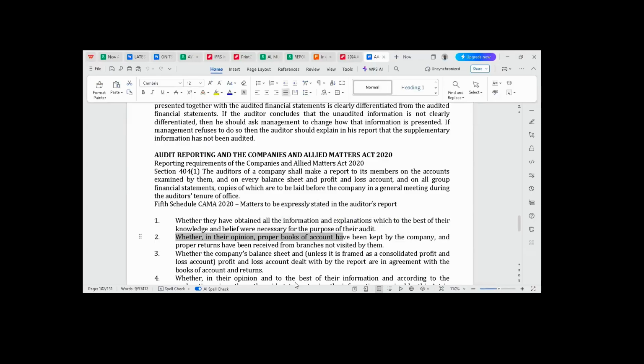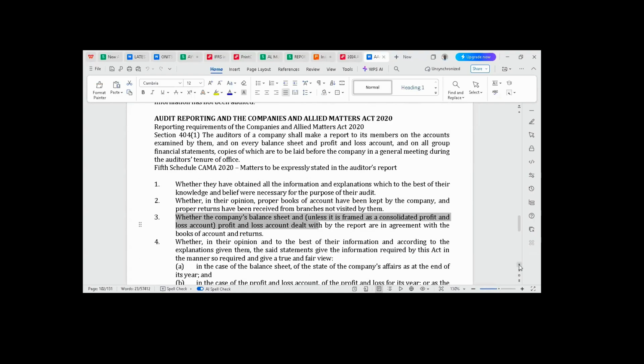All right. Number three, he also needs to know whether the company balance sheet and profit and loss account, unless it is framed as consolidated profit and loss account, dealt with by the report are in agreement with the books of account. That is, if you look at the source documents, all the schedules, are they in alignment with the financial statement presented? That's what they are asking us. That's what they are saying there, okay?